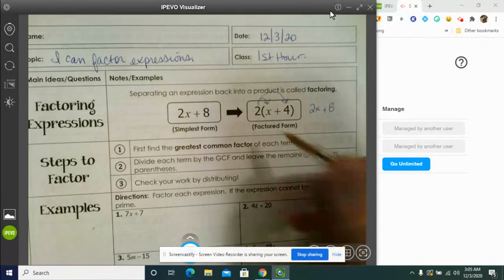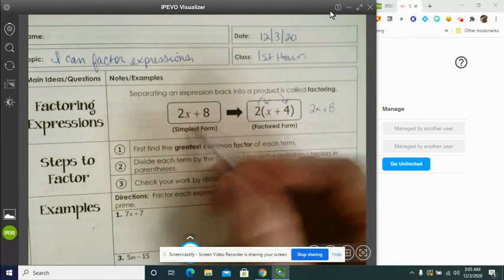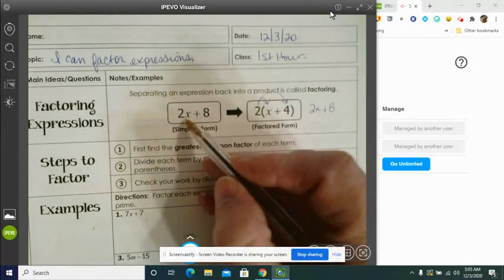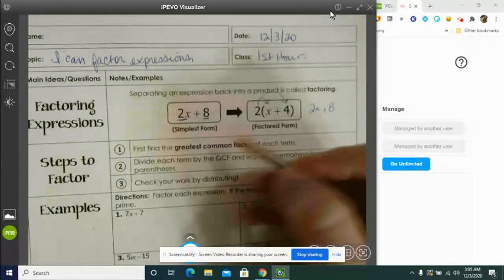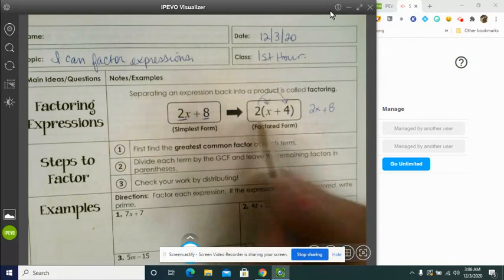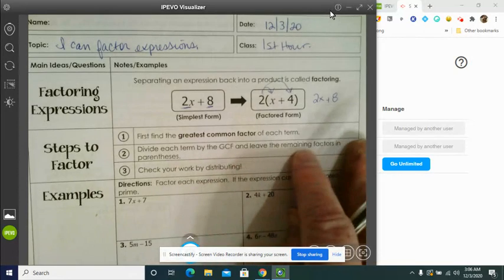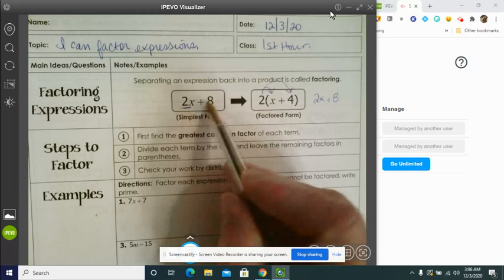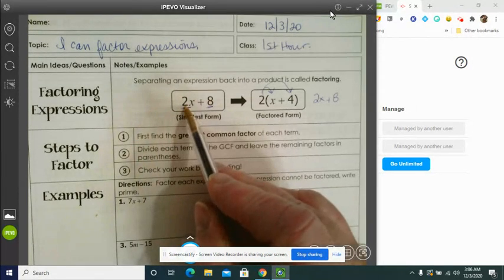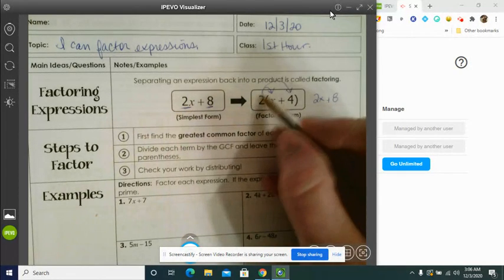We're going to be taking our simplest form, and we're going to pull out, or factor out, the common number that goes in both of those terms. And we're going to create this one from this one. So the first thing that we do is we find the greatest common factor of each term. In this one, 2 is the greatest common factor. That would be the biggest number that will go into both of these evenly. So 2 will go into 2, and 2 will go into 8. So I'm going to pull out my 2, and that's what they did right here.